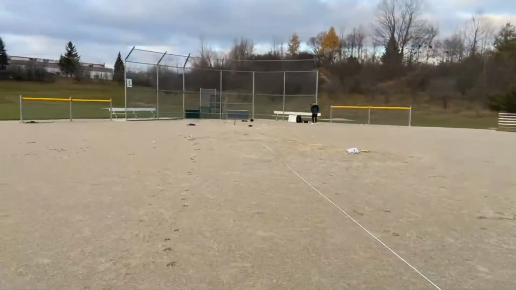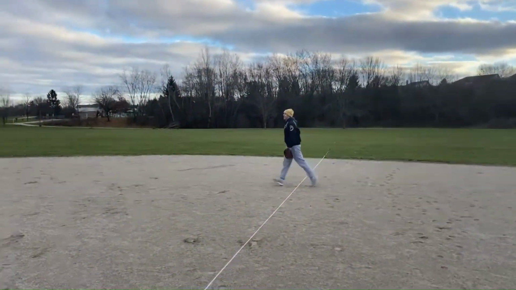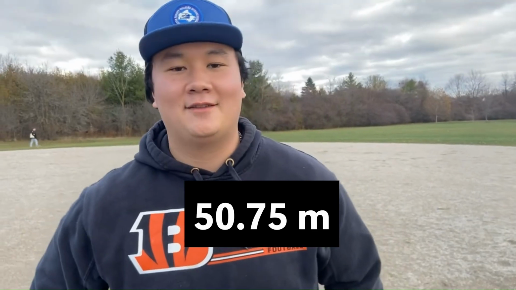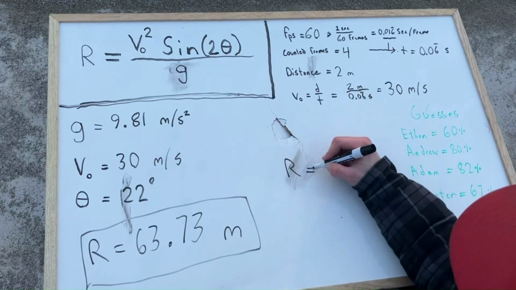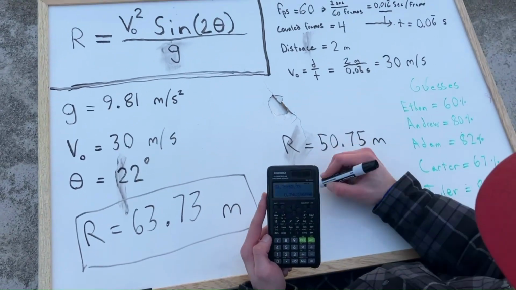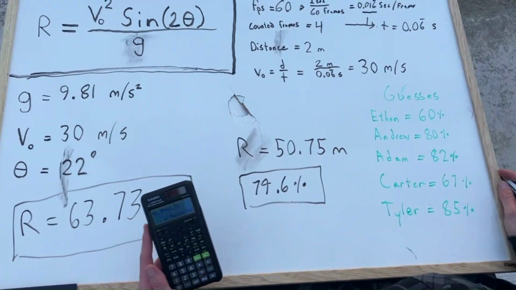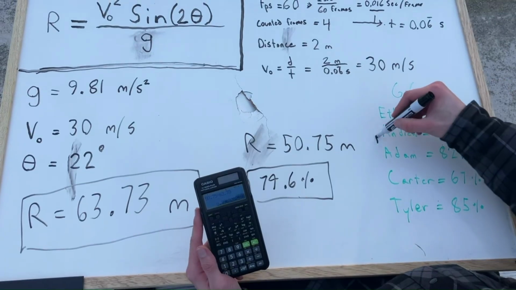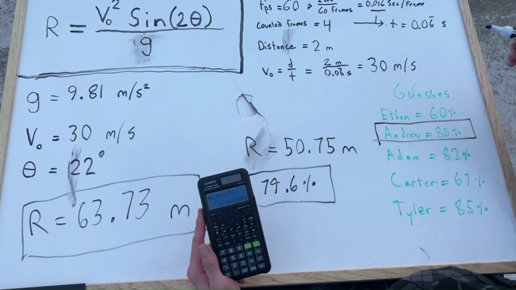With measuring the distance we found the ball to land at, we found it to be 50.75 meters. This ended up being about 20% short of what we were expecting and gave Andrew the win. That means Andrew is our winner.